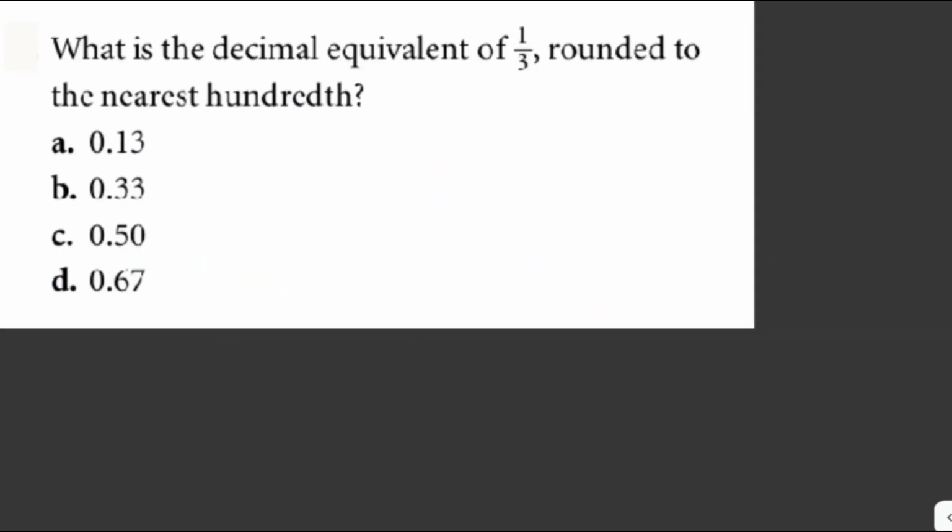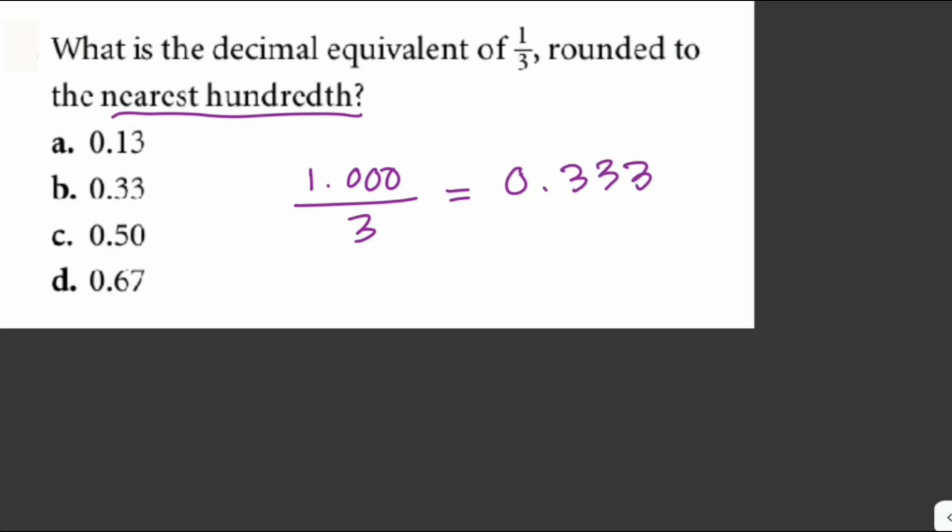What is the decimal equivalent of 1/3 rounded to the nearest hundredth? Nearest hundredth means 2 decimal places. So we just have to divide 1 by 3. This is just equal to 0.33. And it says to the nearest hundredth, so only 2 decimal places. So the answer is 0.33. Our answer here is letter B.